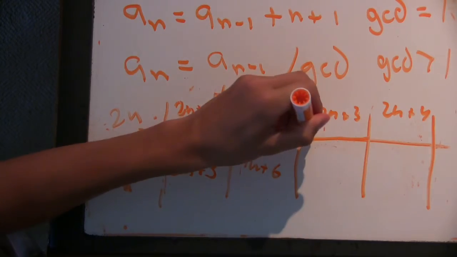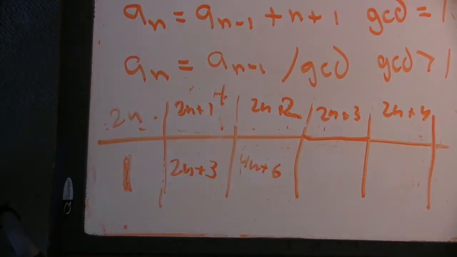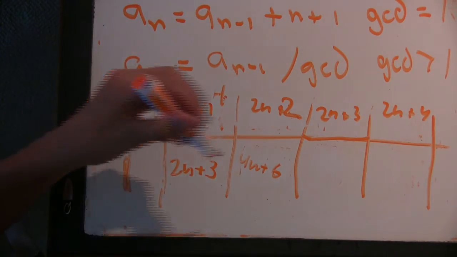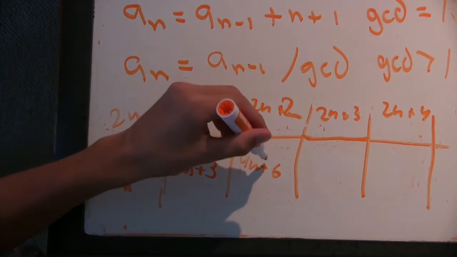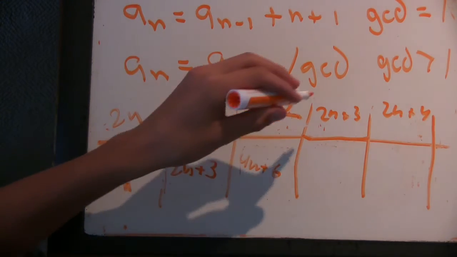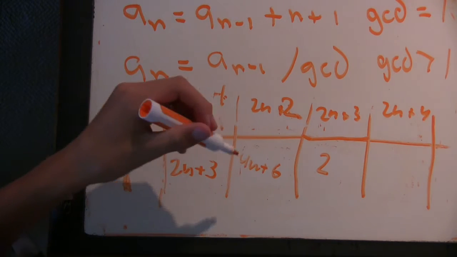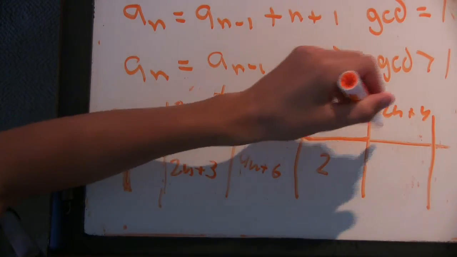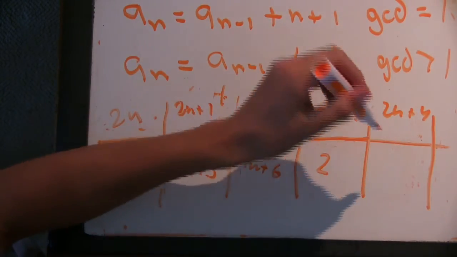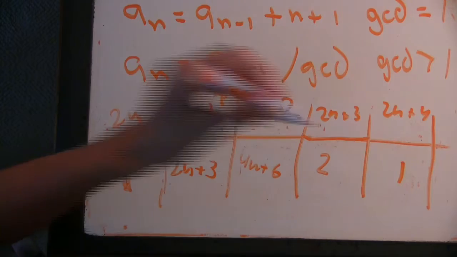Next we get 2n plus 3 is our next number we have to look at. Okay. And this is twice this. So we have to divide out by 2n plus 3, so we get 2. Alright, nice. And then we have to divide again because 2 is a common factor. We're doing 2n plus 4 and 2. So we get 1. Okay.